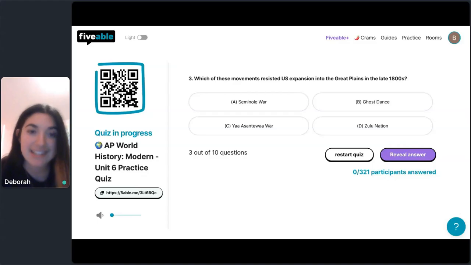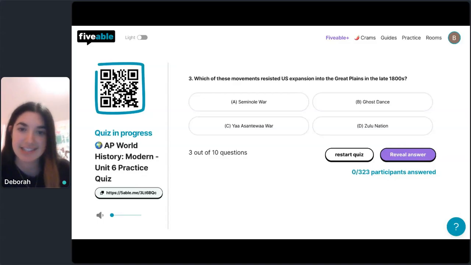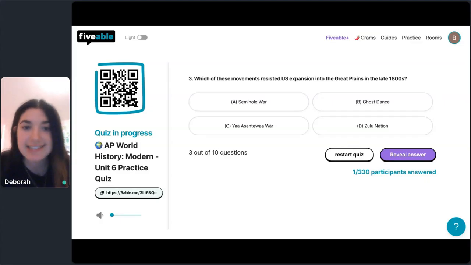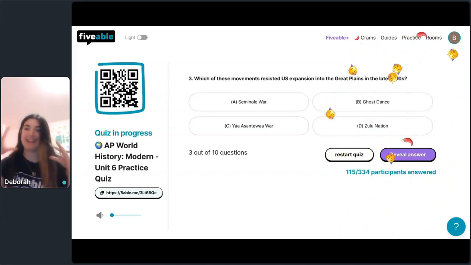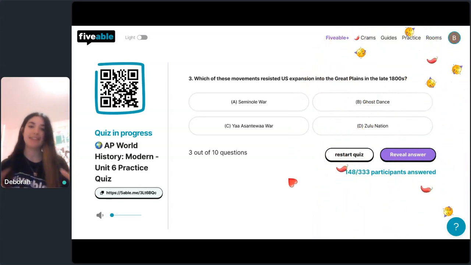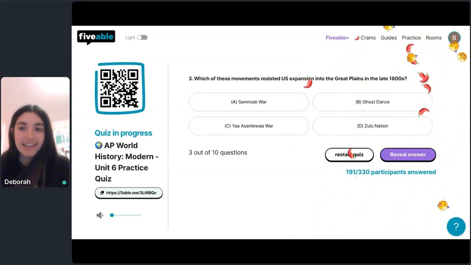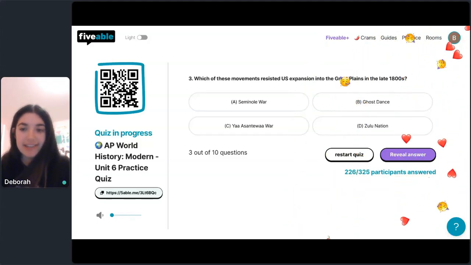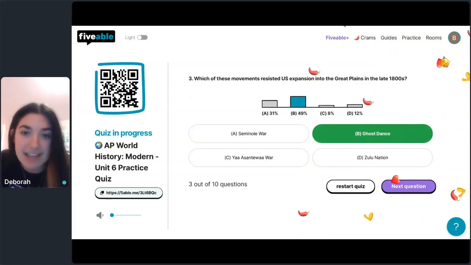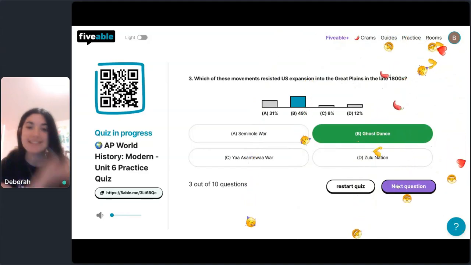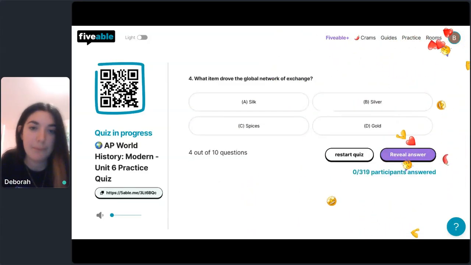Which of these movements resisted U.S. expansion into the Great Plains in the late 1800s? Was it the Seminole War, the Bosnian, the Yas-San-Tesla War, or Jubilee? See what you guys think. Try to think regionally, like if you can picture a map and where everything is. We got a bunch of answers going. Okay, let's see that answer. We got a good chunk. Nice, good one. Just mark this down as well, and let's see the next question.